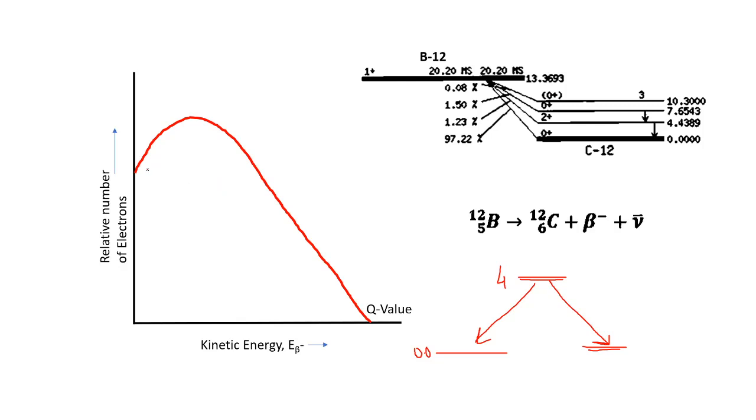But you won't get a beta particle which has a defined energy of the Q value. Rather, you will get a spectrum of beta energies like this. This is a plot between the relative number of electrons and the kinetic energy. So you will get a spectrum of energies. You won't get a beta particle which has energy equal to the Q value. The number of electrons possessing the Q value is very small or even tends to 0.